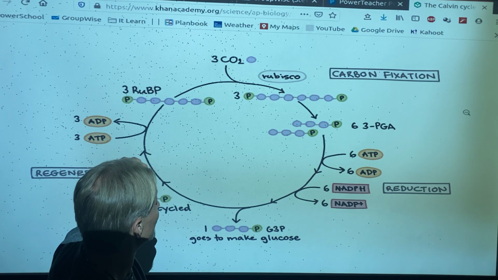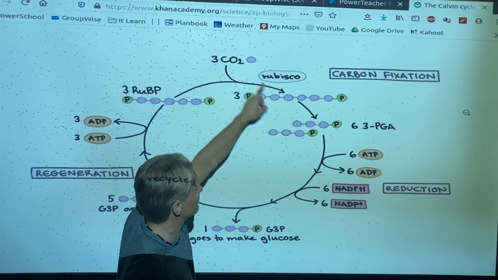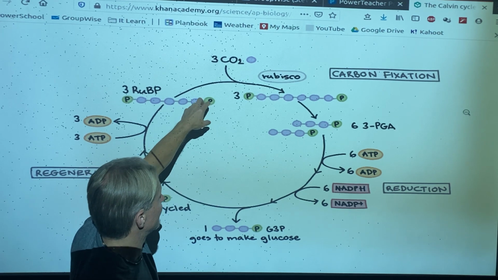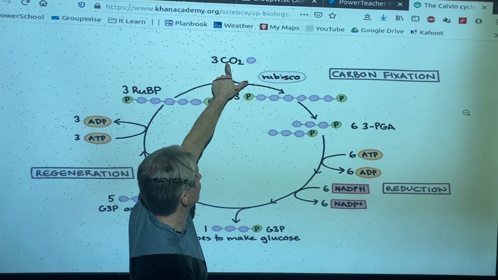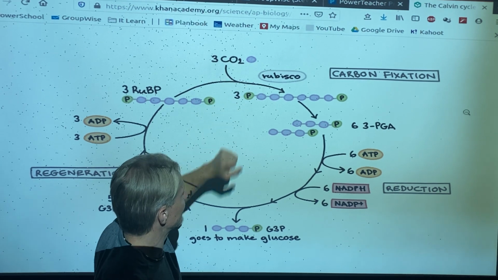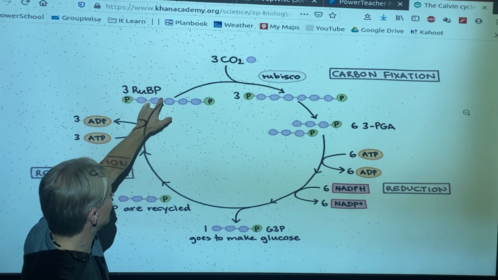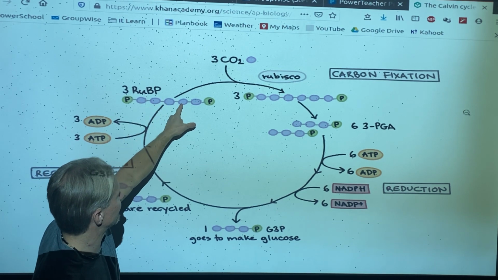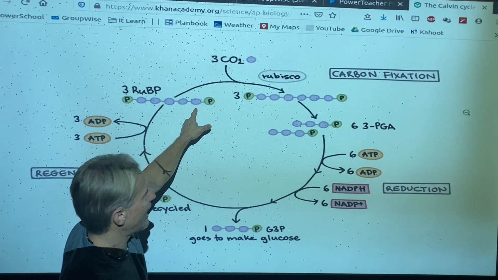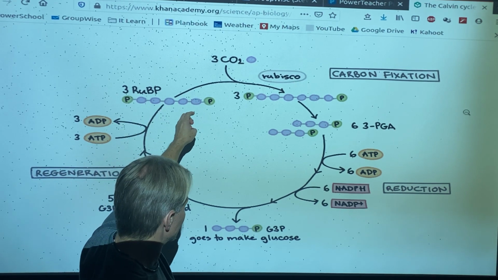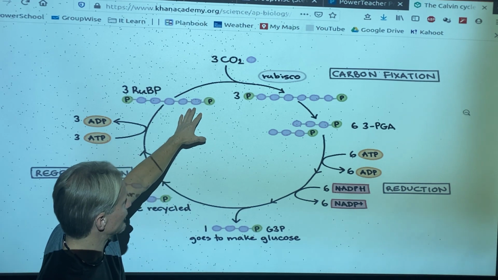Okay, so what happens is you actually need three carbon dioxide molecules to make this cycle run, the Calvin cycle. You're going to need three of these carbons to do it. So you take three of those, you start with something called RuBP, which is a 1, 2, 3, 4, 5 carbon chain, and when we get done, we need to make a glucose, which is C6. It's going to have 6 carbons.